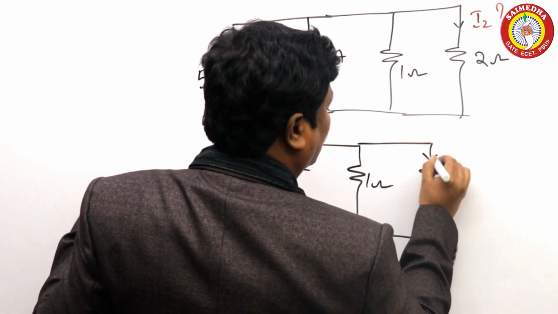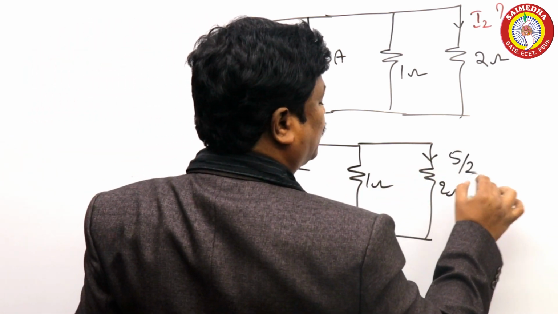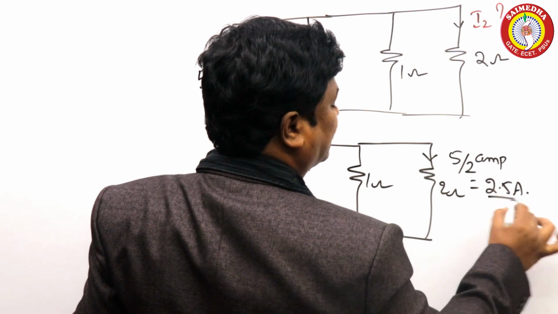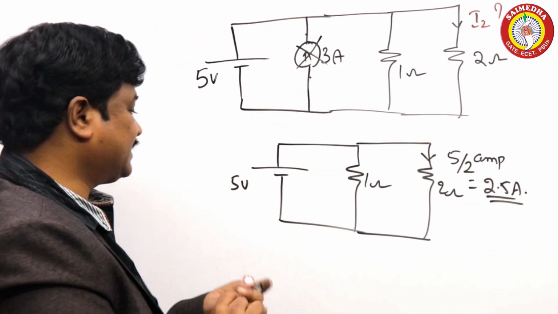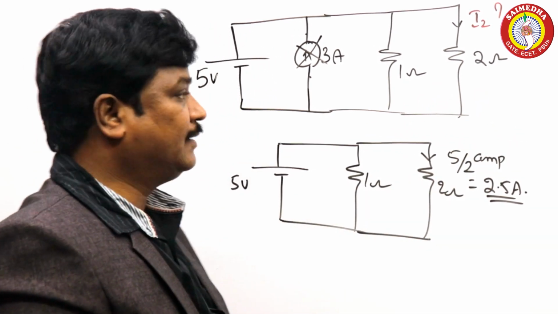This is 2 ohms. What is the current passing through this resistance? 5 divided by 2 amperes, that is 2.5 amperes of current, because the voltage across this one and this one are all the same.